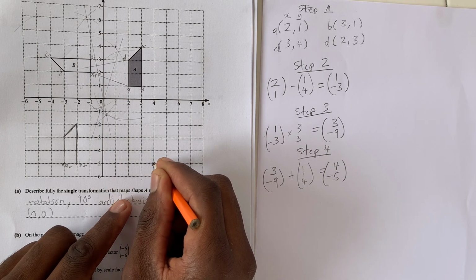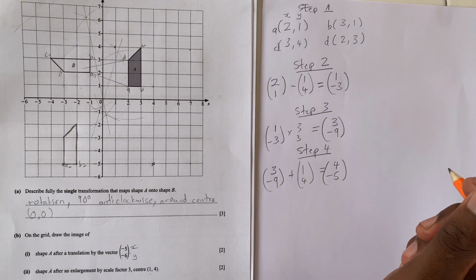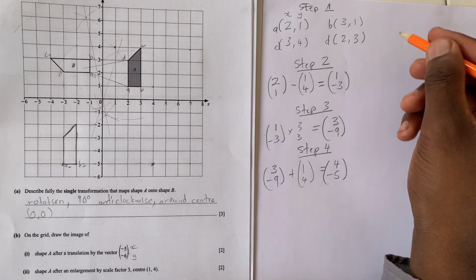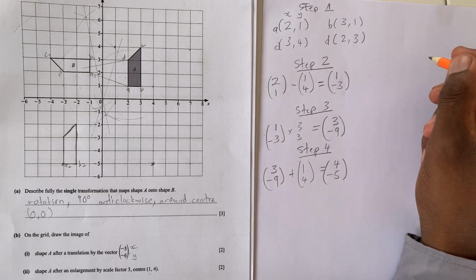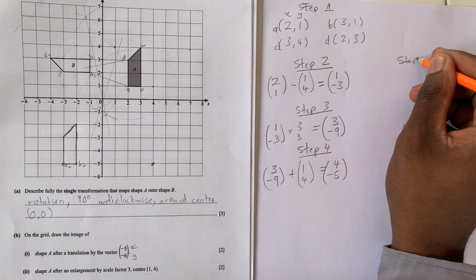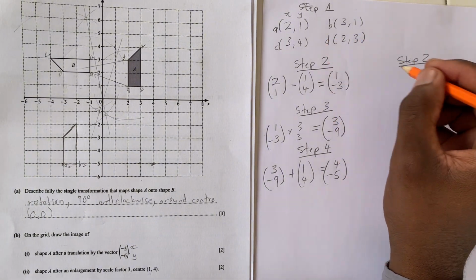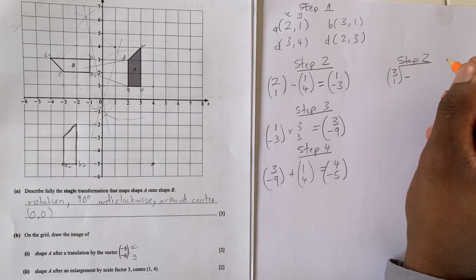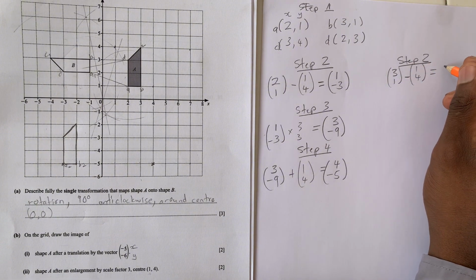So the first point is this one. All right, I'm going to repeat this for the other points. I'm going to go to the second point, B. So I will start from step 2 since I've already listed all the points on step 1. So I'll write 3, 1 minus 1, 4. 3 minus 1 gives me 2, 1 minus 4 is minus 3.